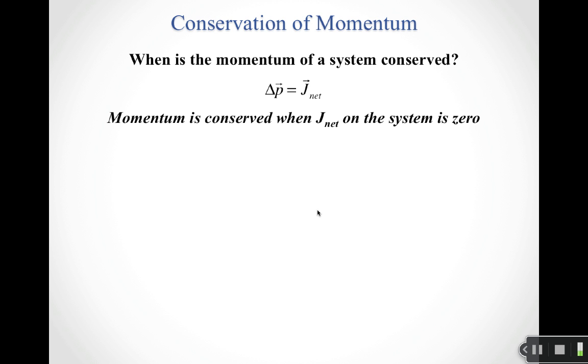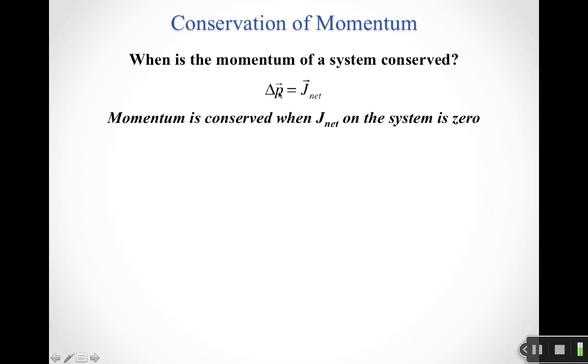So let's think about momentum. When is the momentum of a system conserved? One of the things we talked about was the momentum-impulse theorem. It tells us that the change in momentum is equal to the net impulse exerted on the system.